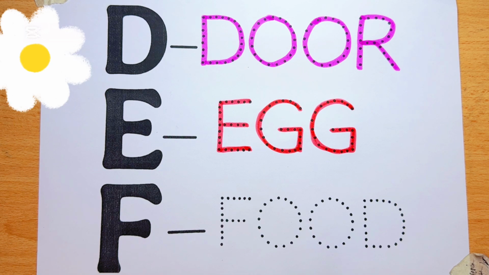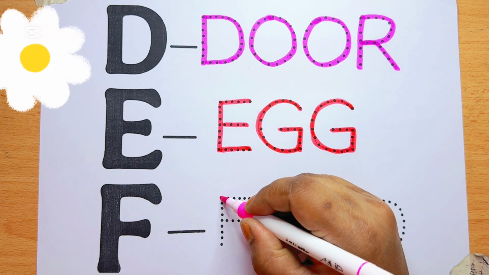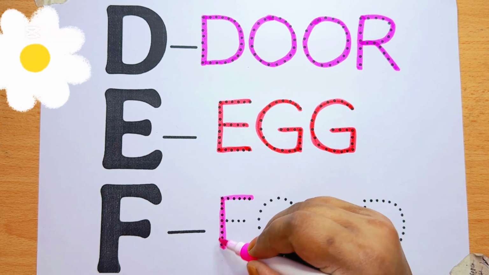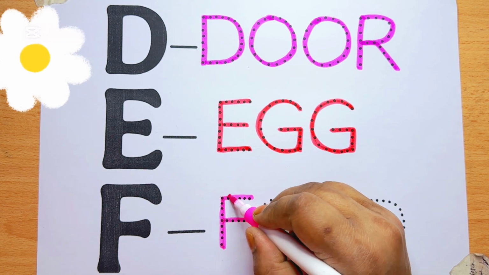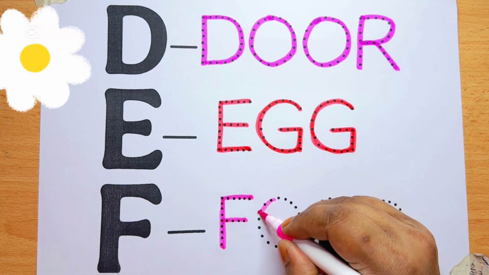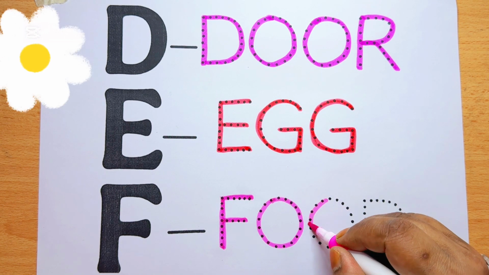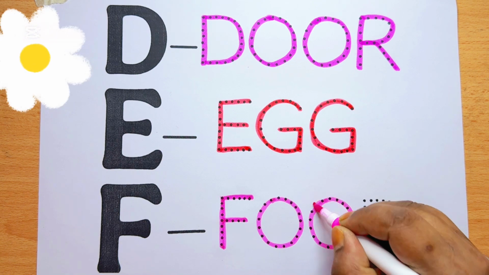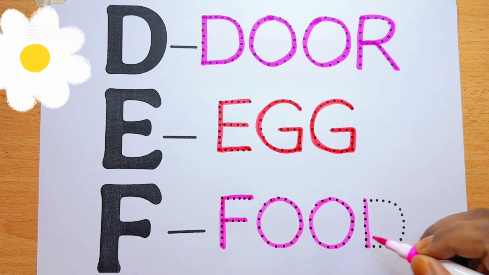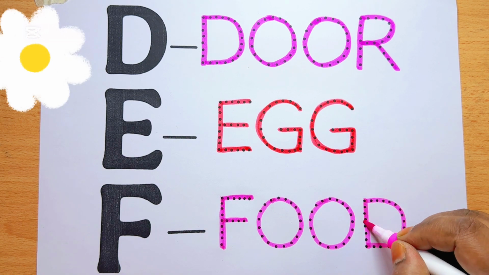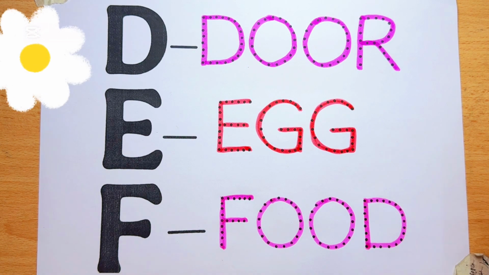F, F for food. F for food. F, double O, D, food. F for food. F for food.